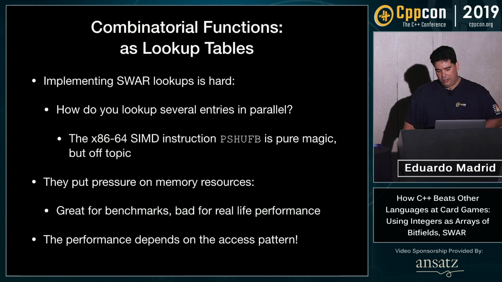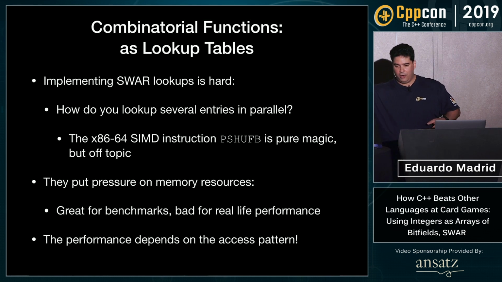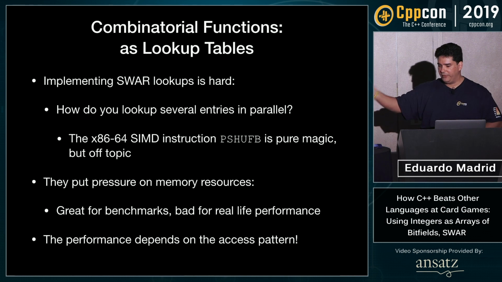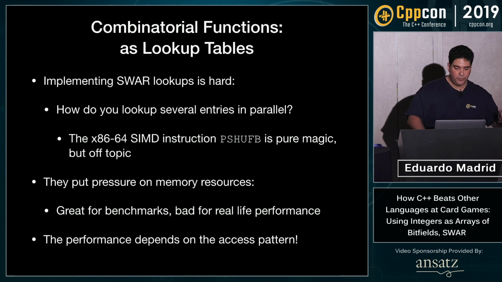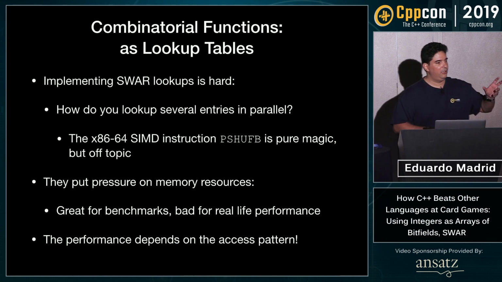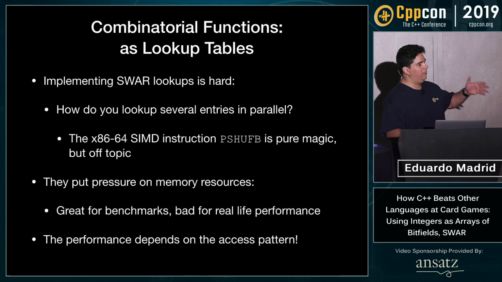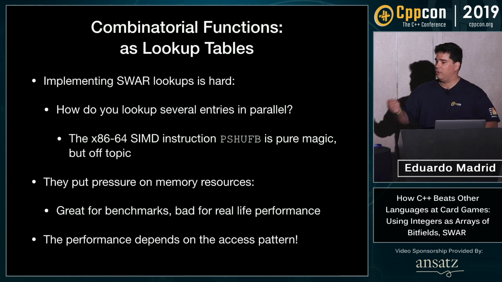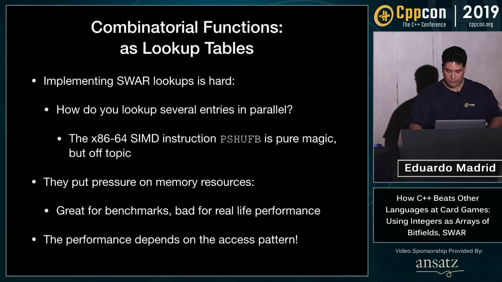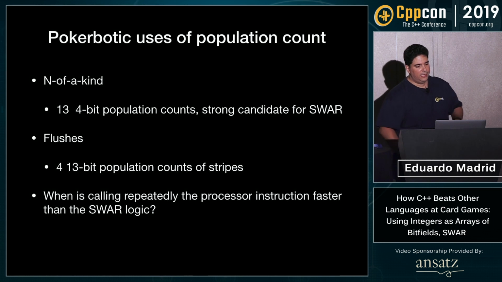And you might resort to a specific processor instruction such as pshufb, shuffle bytes. That's like magic, but I cannot talk about it because I ran out of time. So the real problem is that lookup tables put pressure on memory resources that gets hidden in a benchmark, but while running real-life applications, that's there interfering with the rest of the application. So it's good for benchmarks, but bad for real life. Take it as you want.